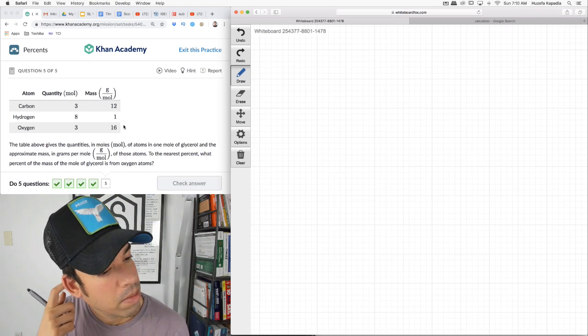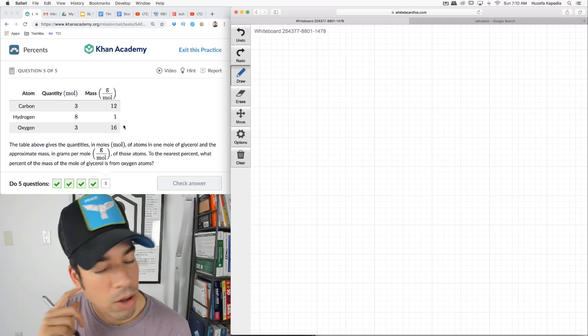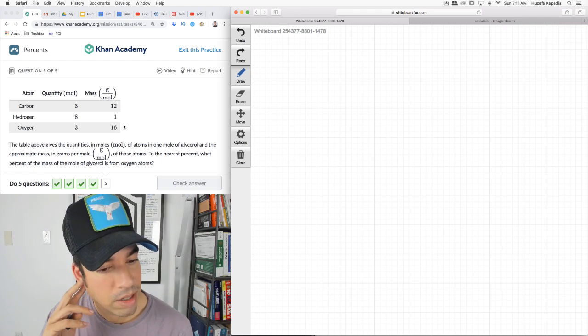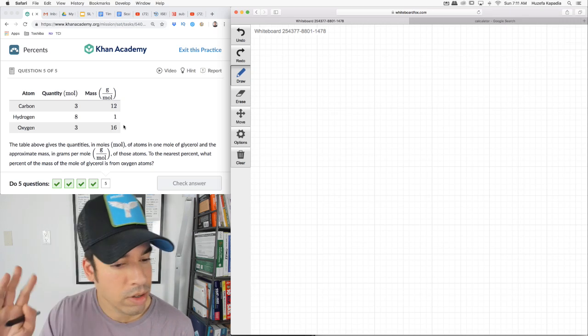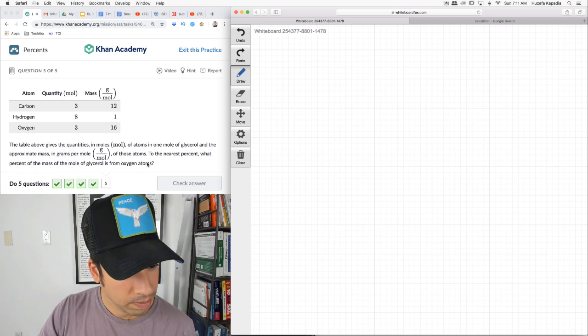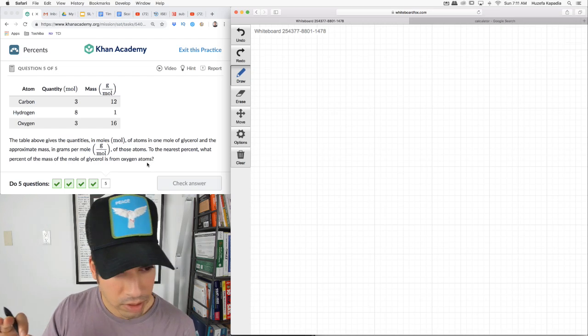Man, I can't remember what percent of the mass of the mole. I'm just trying to remember what moles are. I guess you shouldn't have to know that for the SAT, but I'm just trying to figure this out. Okay, so anyways, what percent of the mass of the mole of glycerol is from oxygen atoms? I think this is what we have to do.